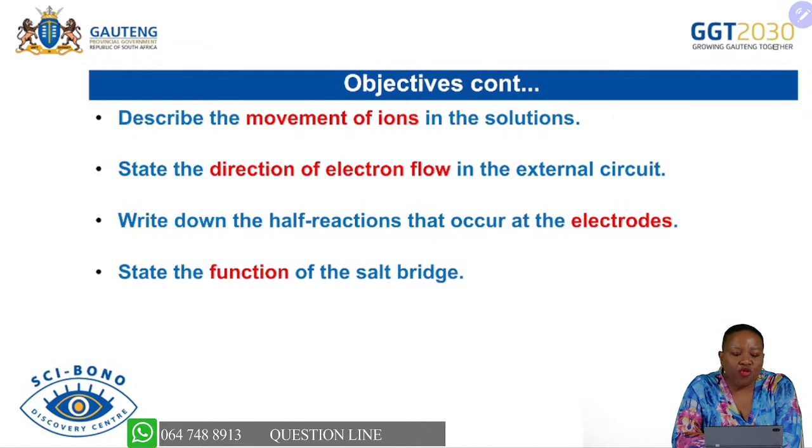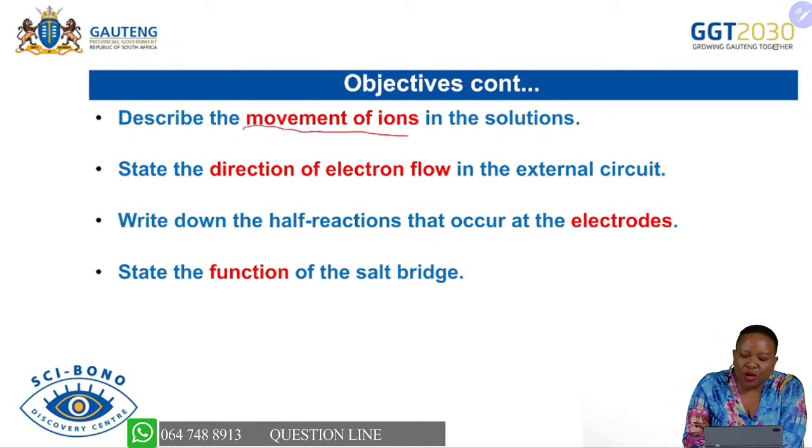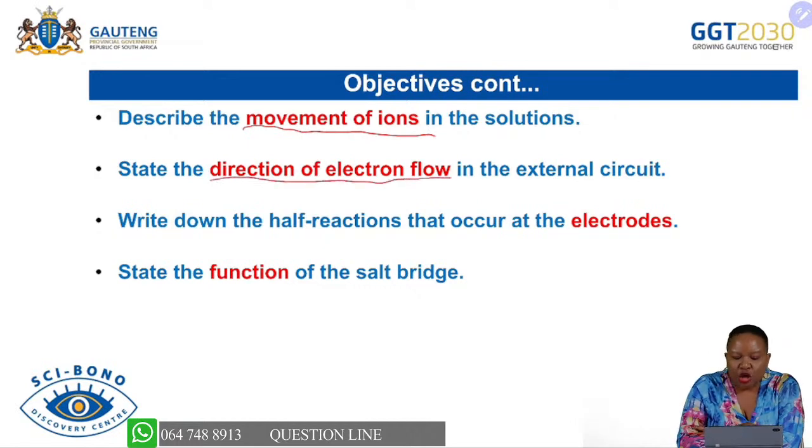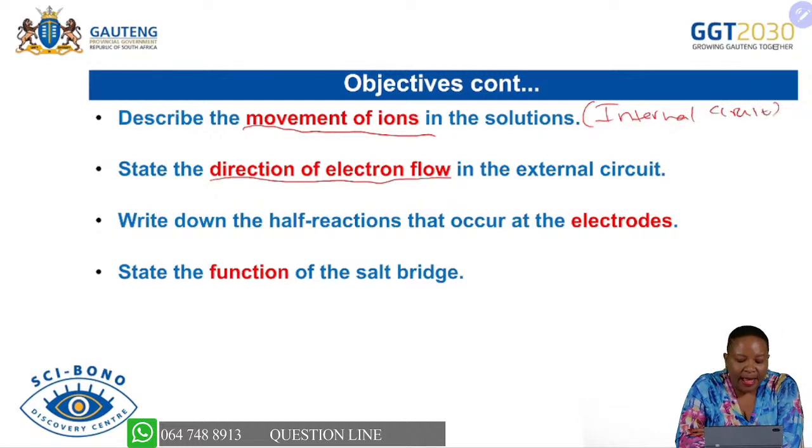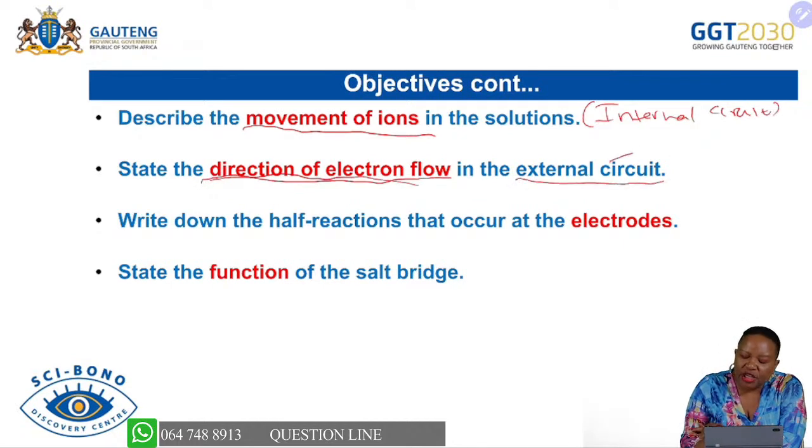We'll also talk about the movement of ions in the solution and also the direction of electron flow in the external circuit. The movement of ions we will always refer to as the internal circuit, where it normally occurs at our salt bridge and also inside the electrolyte. And then the movement of electrons will be explained at the external circuit. This one is where we have a wire that conducts electricity, and we call it an external circuit. That is where our electrons will be moving.